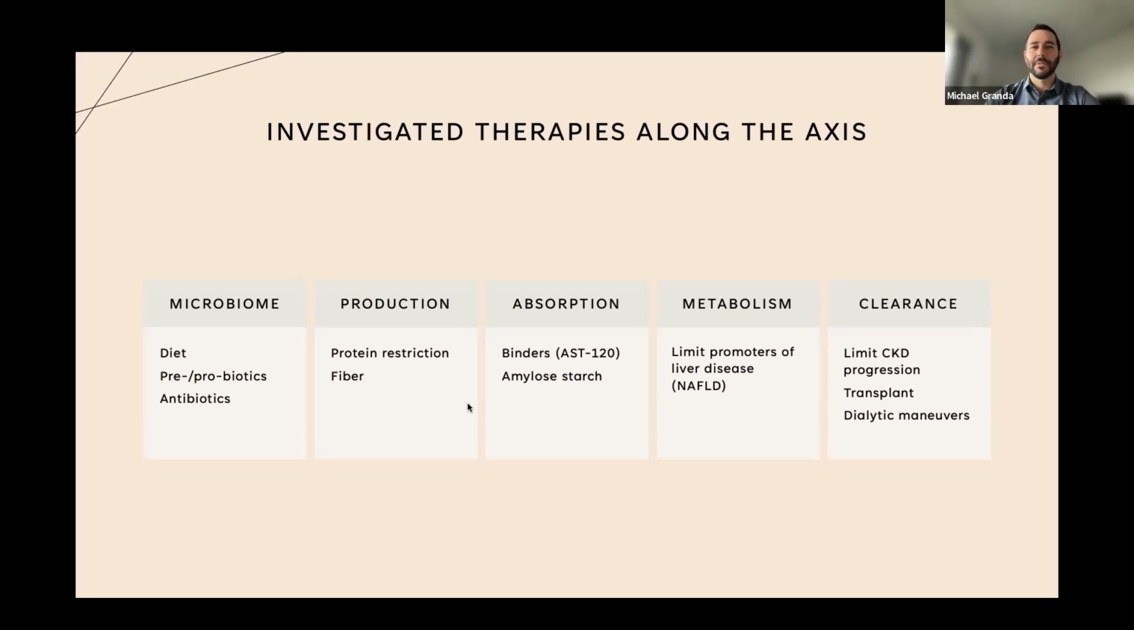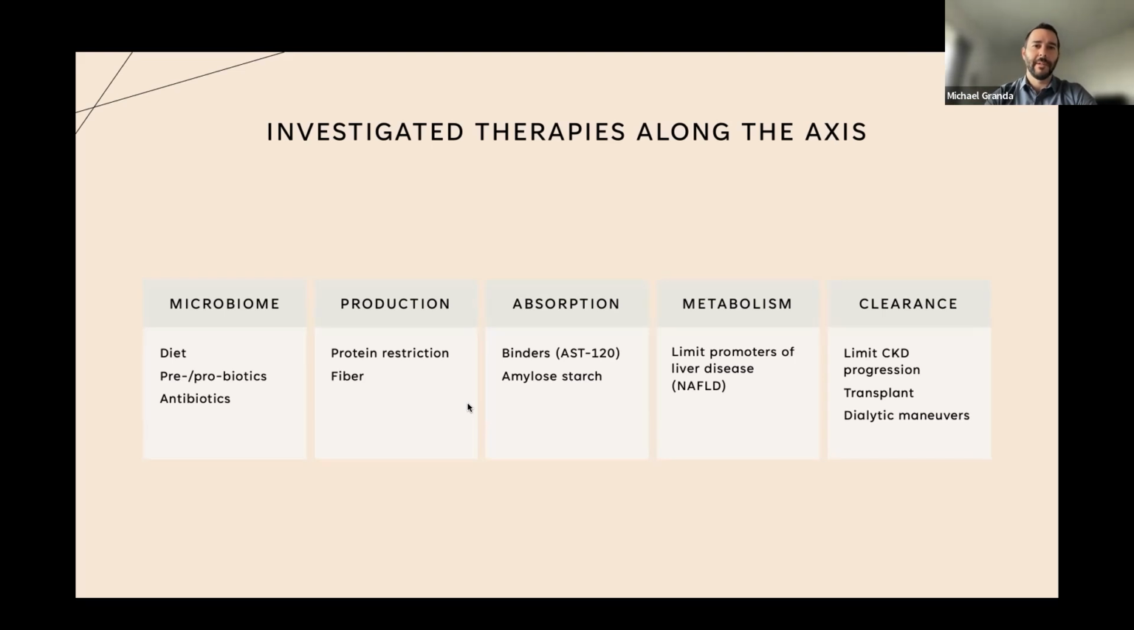Limiting the production of those toxins is one strategy that is in common use by protein restricting CKD and ESRD patients. Giving fiber supplements has also been investigated and showed a very minimal effect. There are binders that limit absorption, such as AST120, an activated carbon supplement, as well as amylose starches, and neither are in clinical use.